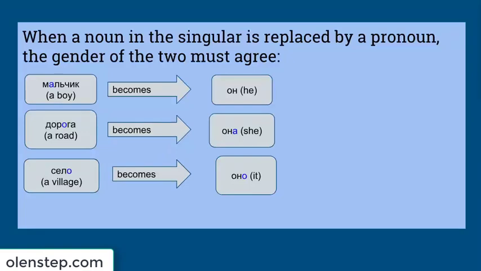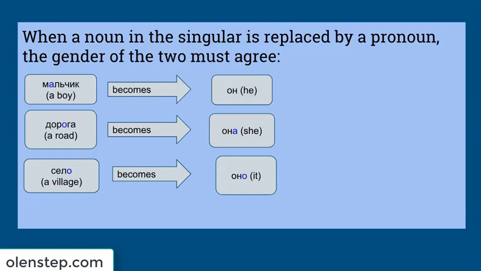When a noun in the singular is replaced by a pronoun, the gender of the two must agree. Мальчик becomes he, он. Мальчик becomes он. Дорога becomes she, она. Дорога becomes она. Село becomes it, оно.